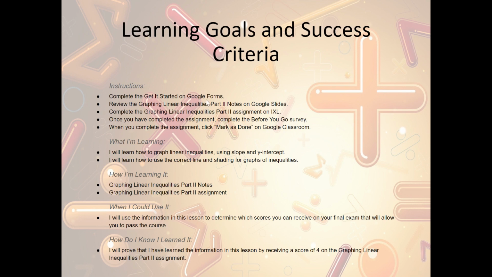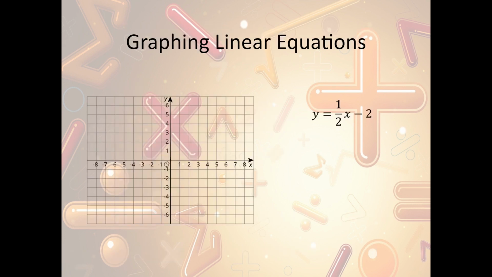We begin by taking a look at the learning goals and success criteria. Now let's take a look at how we graph linear equations before we get into inequalities. So when we graph a linear equation, the first thing we do is we pick out the slope and the y-intercept, and we're going to graph those points. So we plot the y-intercept, which in this case is -2, so I'm going to go down 2 and plot my point.